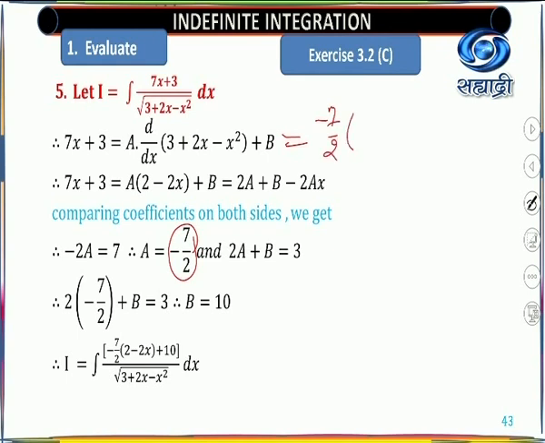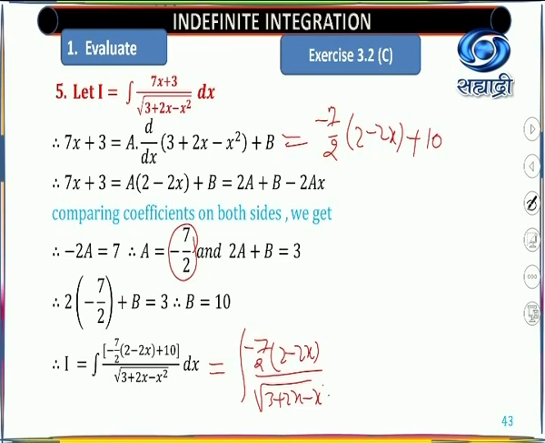You are having the derivative, and that derivative is 2 minus 2x plus b. So what is the b value? That is 10. Hence you are having your integral as minus 7 by 2 into 2 minus 2x plus 10 upon 3 plus 2x minus x square. So you are able to write this as integral minus 7 by 2 into 2 minus 2x upon root of 3 plus 2x minus x square, and what will be the other term? That is 10 upon root of 3 plus 2x minus x square dx.